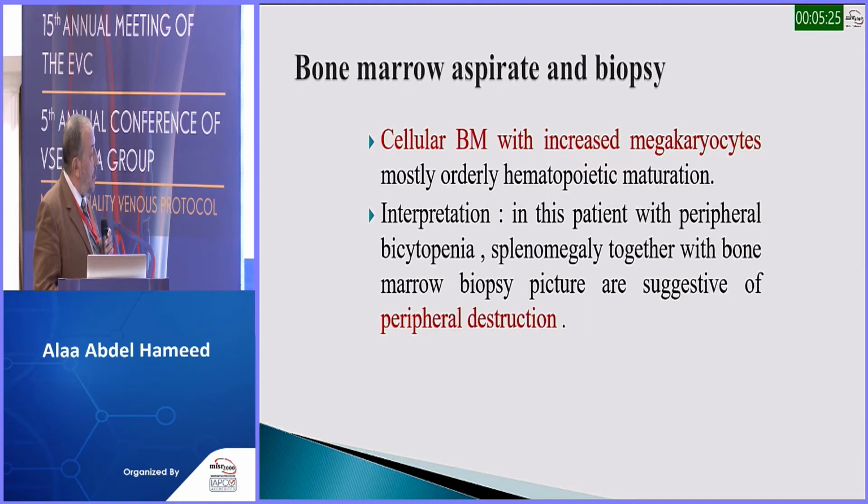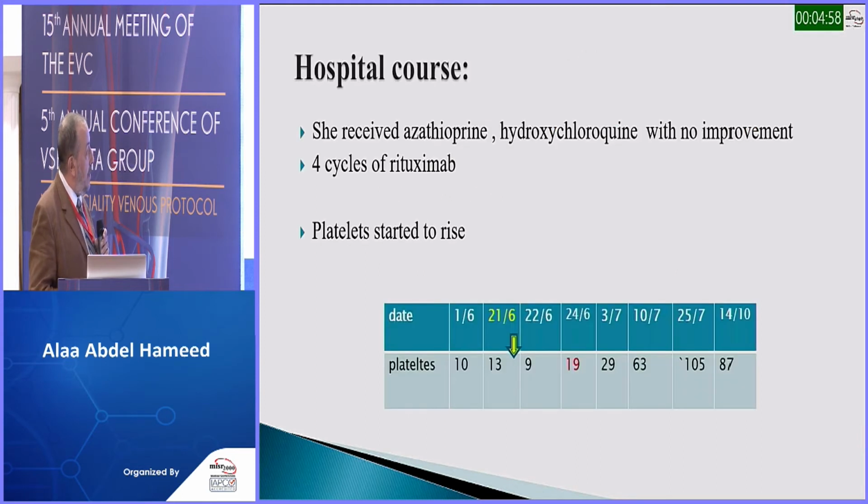We did a bone marrow for this pancytopenia, which revealed increased megakaryocytes with no other abnormality. For this patient with peripheral cytopenia and splenomegaly, they suggested a bone marrow biopsy. They suggested that this pancytopenia is due to peripheral destruction rather than a disease in the bone marrow. In the hospital course, she received immunosuppressants, and because of the low platelet count and no response to corticosteroids, we decided to go to rituximab. Rituximab is one of the biologic therapies.